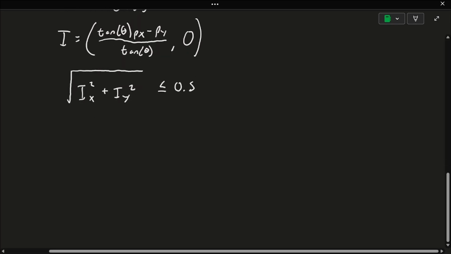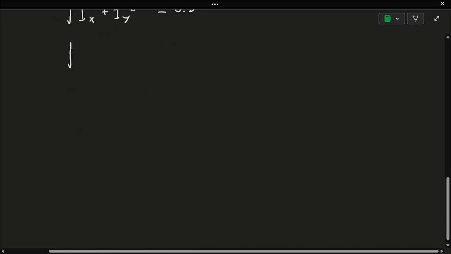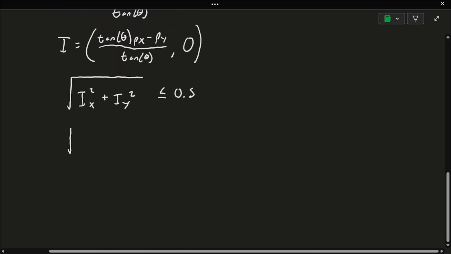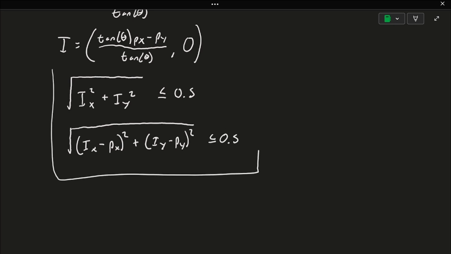Now, we also know that the distance between our second center point and I also has to be less than 0.5. And we can write that out as, there we go, ix minus px squared plus iy minus py squared has to be less than or equal to 0.5. If both of these things are true, we have ourselves an intersection point. And we're going to go visualize this in Desmos, because visualizing these problems really, really helps.